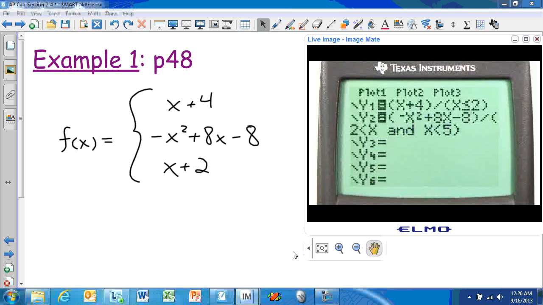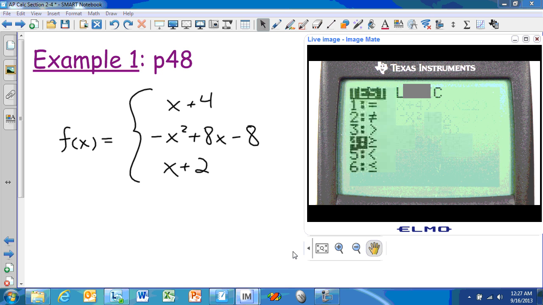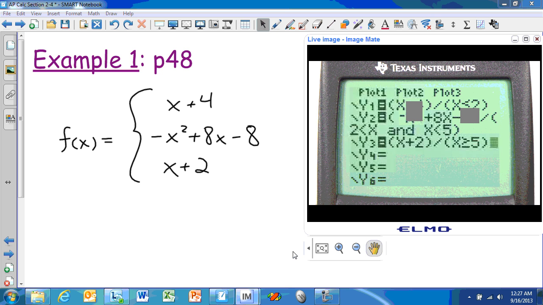All right, and then finally the last piece there is x plus 2. Oops. And we divide that by the domain of x greater than or equal to 5. And those are the 3 pieces that make up our function.